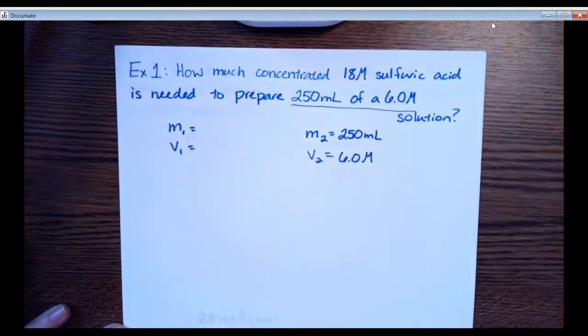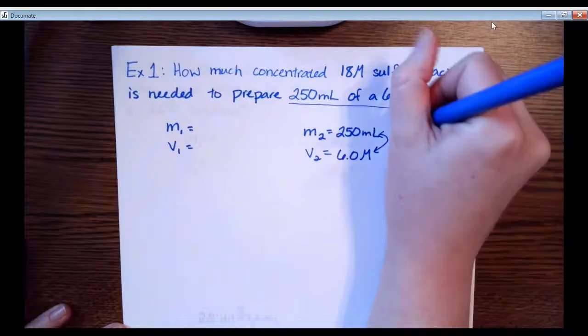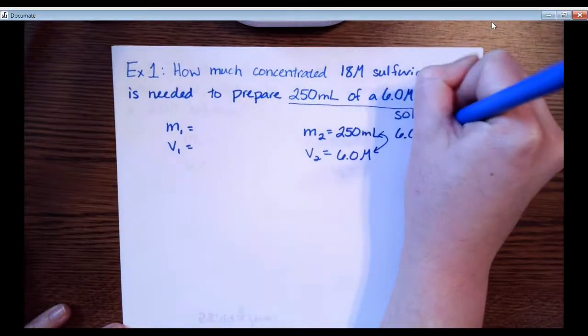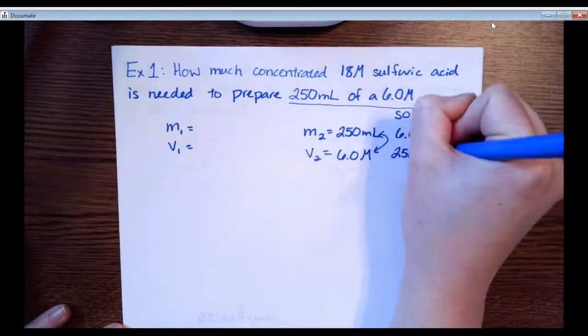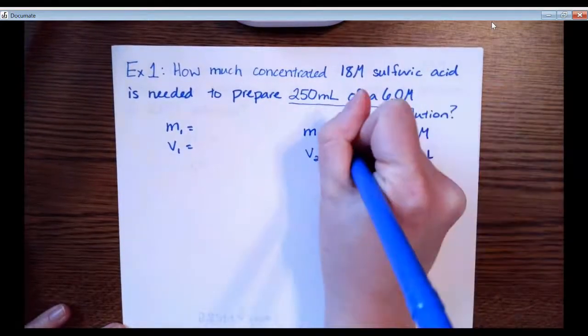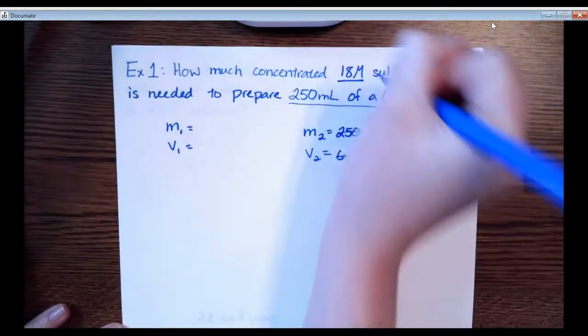Oh, so I just made a really silly, simple mistake. Make sure you're paying attention to where you put things. So I need to flip-flop those around, okay? So my 6.0 molar, that's my molarity, and my volume is my 250 milliliters. Okay, so let me go ahead, cross that out. There we go. So moving on, the other number I'm given is my 18 molar.